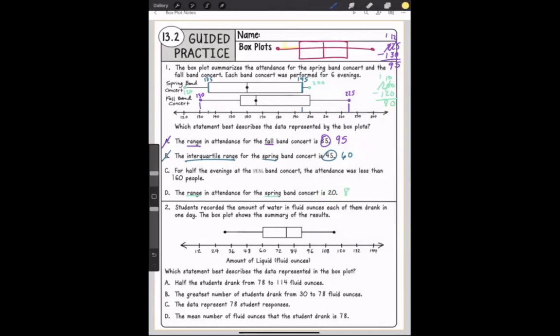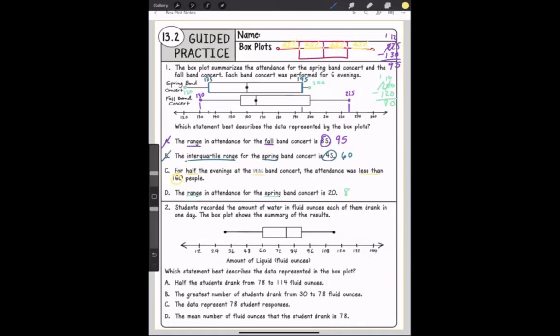So we said each quartile was 25%. From this dot to this line right here is 25%. This right here, that's another quartile. So from Q1 to the median, that's another 25%. Okay, this is another quartile. So from the median to Q3, another 25%. And then the other whisker is the last quartile. So from Q3 over here to our maximum is another 25%. So when it says for half the evenings at the spring band concert, the attendance was less than 160 people. Okay, so we're talking about spring.